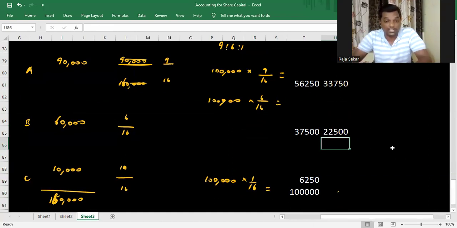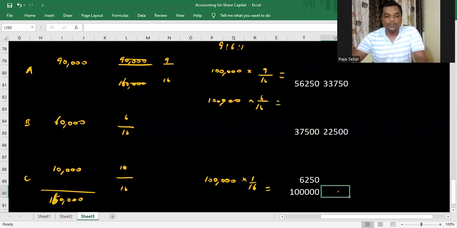B has asked for 60,000 shares, but he's been allotted only 37,500 shares. So he has actually applied for 22,500 shares for which he was not allotted. So they are extra applications on which shares have not been allotted. Likewise, for C, he's asked for 10,000 shares, but he's only been allotted 6,250 shares, which means he has actually applied for 3,750 extra shares, for which no shares have been allotted.